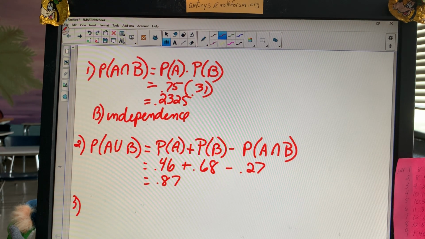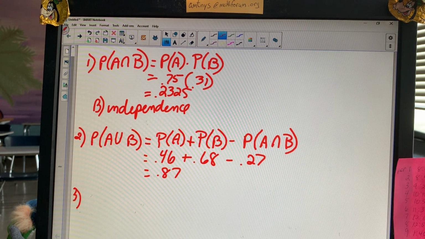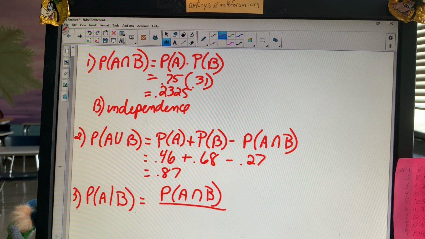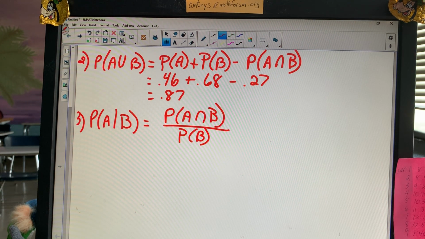For number 3, it is a conditional formula. Probability of A given B is equal to the probability of A and B over the probability of B, the given part. They tell us the probability of A given B is 0.8. They also tell us the probability of A and B is 0.4.